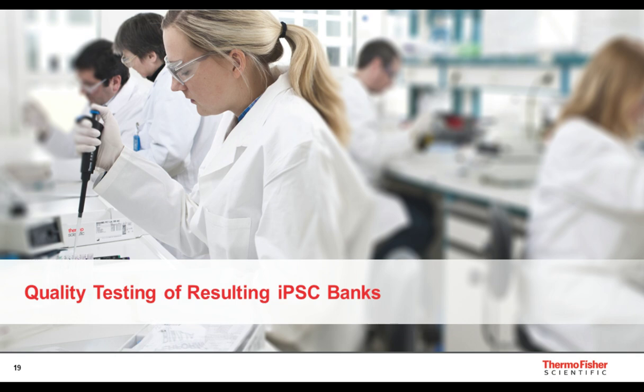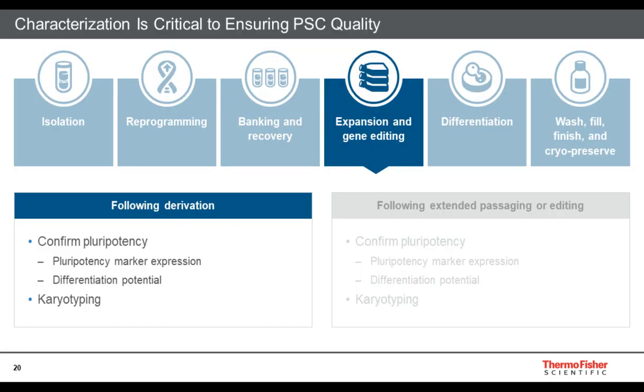So once you've reprogrammed the cells, how can you do the quality testing of the resulting iPSC banks? I've been showing you the workflow where you isolate, reprogram, bank, and recover, and now we're at the place where we do expansion and gene editing. But before you do that, you want to make sure, before you spend the copious amounts of time that we all know it can take when you're working with PSCs, you want to make sure that you're not going to waste months differentiating, testing, developing cells that might not be appropriate. So this is the number one way that I see as a potential for how you can save time, money, and headache.